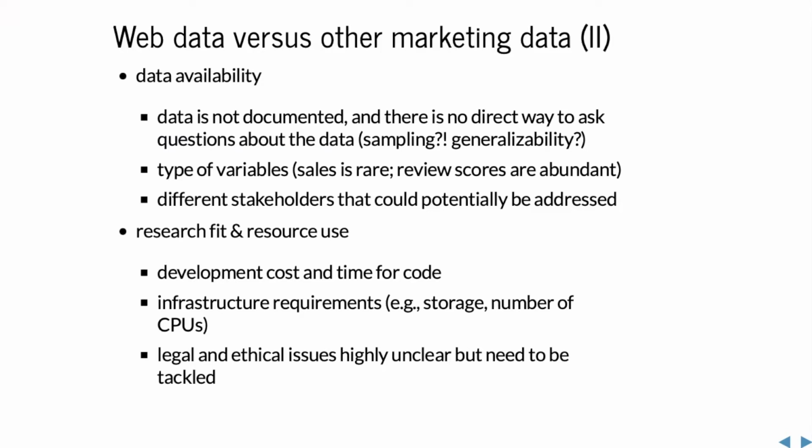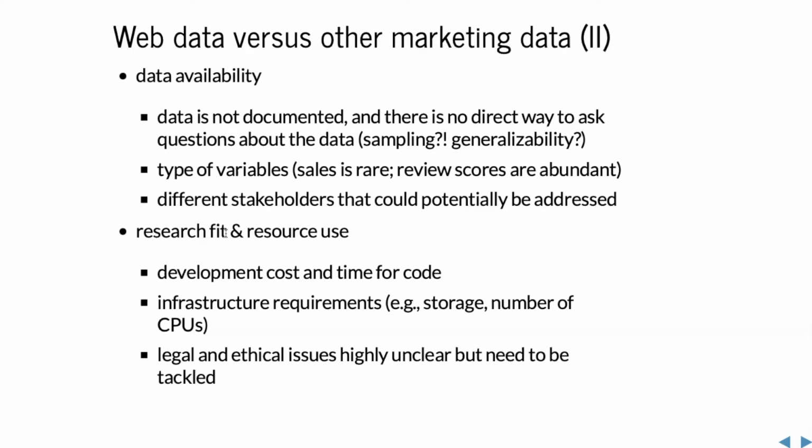The types of variables that you get is also different, right? Sales information will likely not be shared, unless in the historical moment where I scraped Amazon.com, because they had conversion rates publicly available on the website. That's why the study got published. One of the reasons it got published. Review scores are abundant, right? But sales data is rare. So think about that as a limitation maybe to scraping.